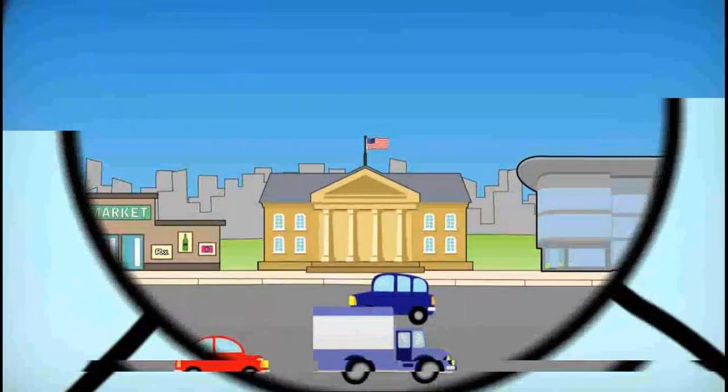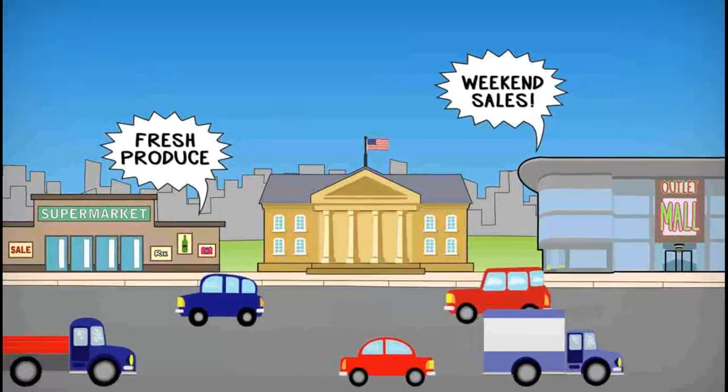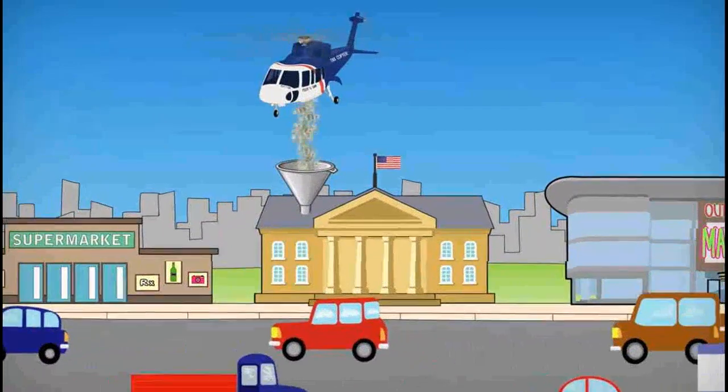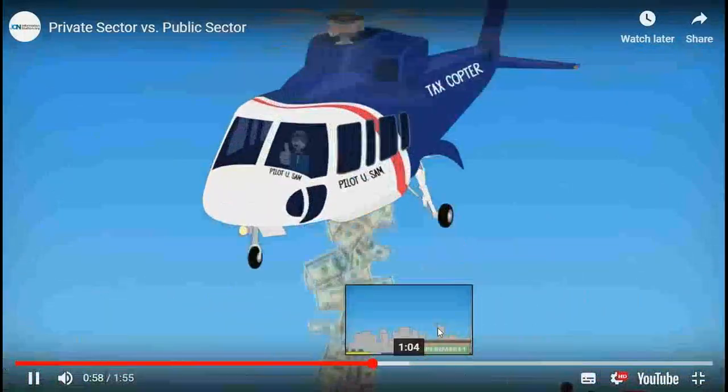On the other hand, the public sector is not supported by profits, so it doesn't have to compete for our dollars. Instead, the public sector uses our tax dollars to fund its services, so we pay for these programs no matter how much or how little we use them.